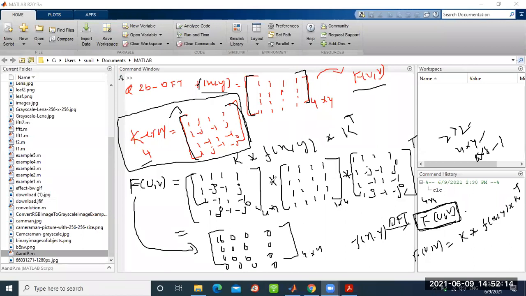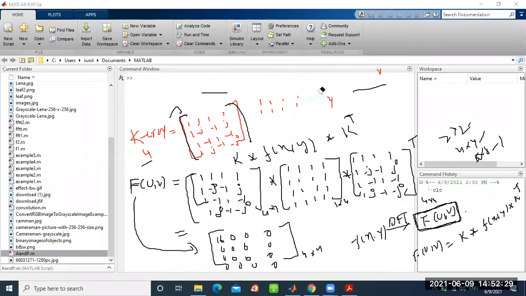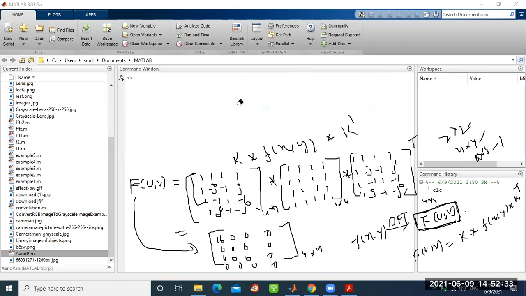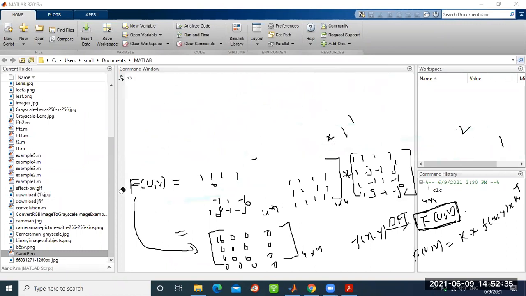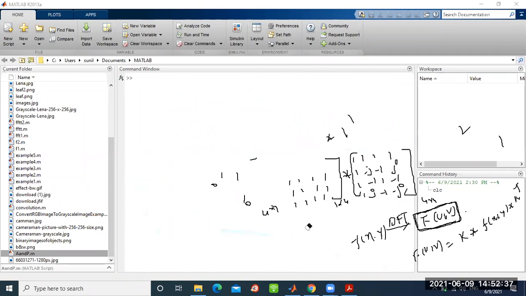Fine. So now we will write a Matlab program to compute this process, or to find the DFT. Is it clear to all of you? The first program: you have to find the DFT of a given image.